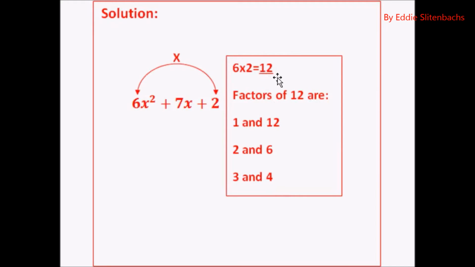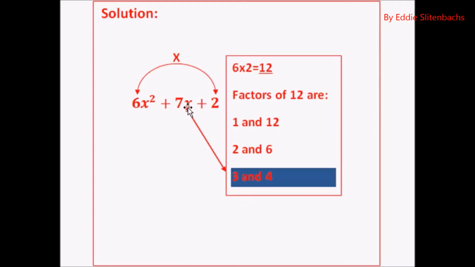Now, from that, I need to look at the middle term, which is 7x, and I look down at those factors and ask which of those factors are going to give me 7x? 3 and 4 make 7, so they're the factors I'm interested in. So what we've done so far is multiply the first with the last number and list the factors of 12. Then we see which factors we can use to make the middle number, so 3 and 4.